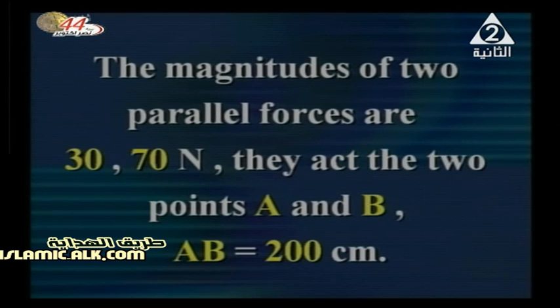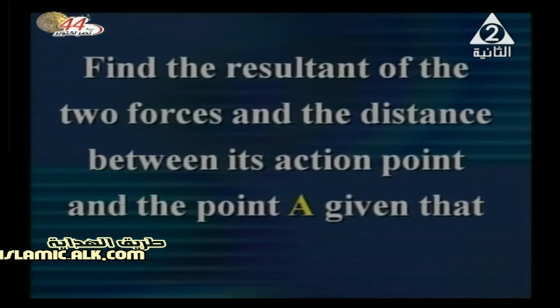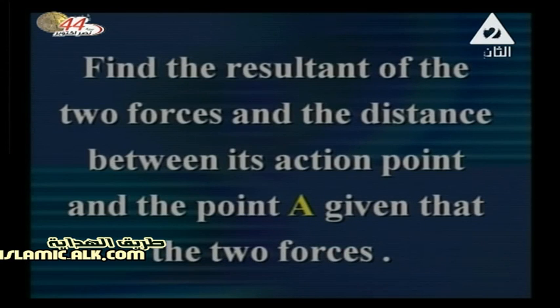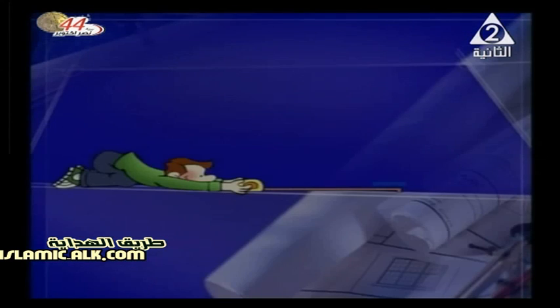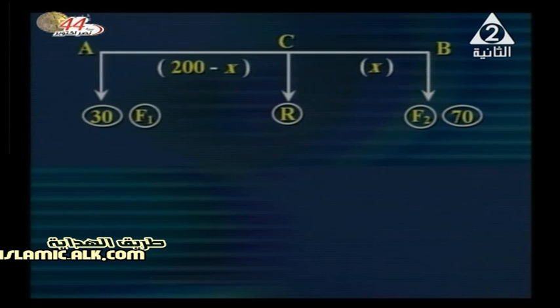Another example. The magnitudes of the two parallel forces are 30 and 70 Newton. They act at the two points A and B. AB equals 200 centimeter. Find the resultant of the two forces and the distance between its action point and the point A, given that the two forces, number one, have the same direction, number two, have opposite directions. Solution. Look at, dear student, we have two forces, F1 equals 30, F2 equals 70, distance AB equals 200.